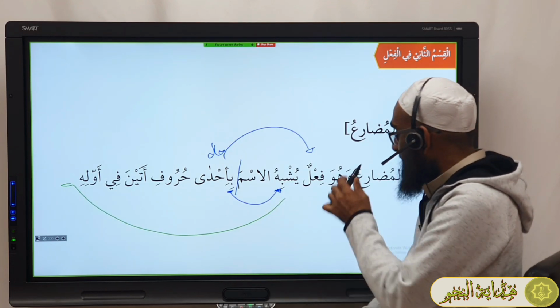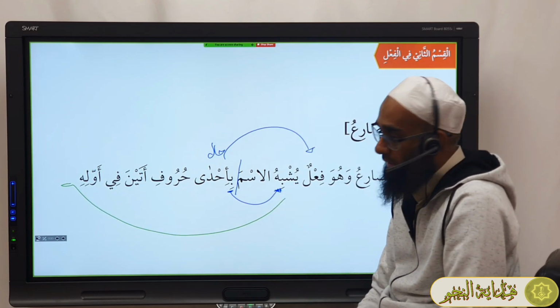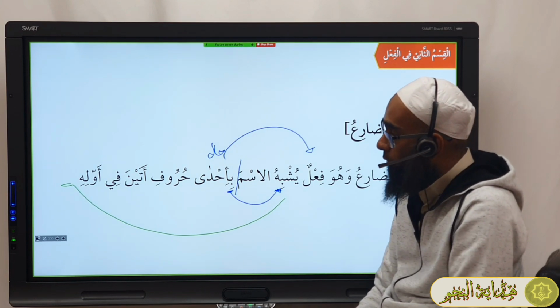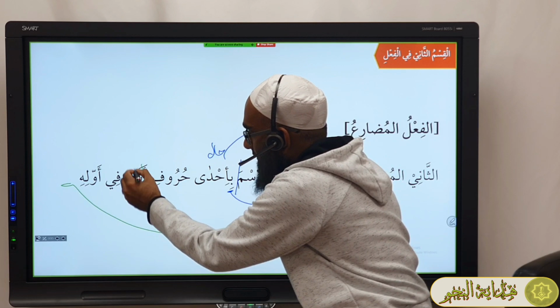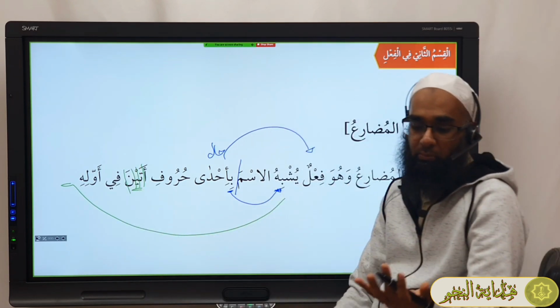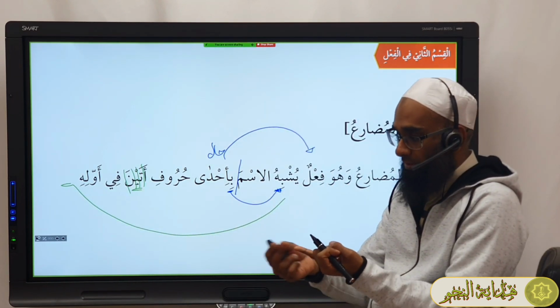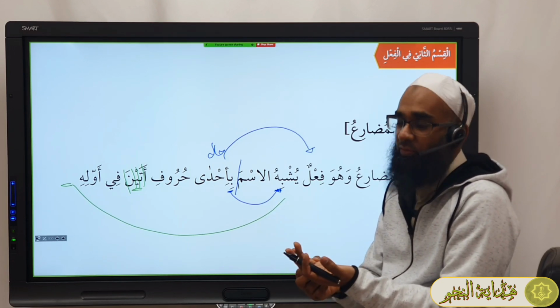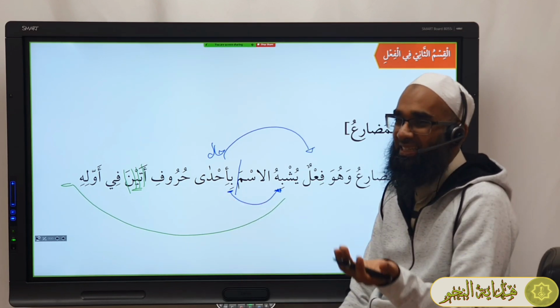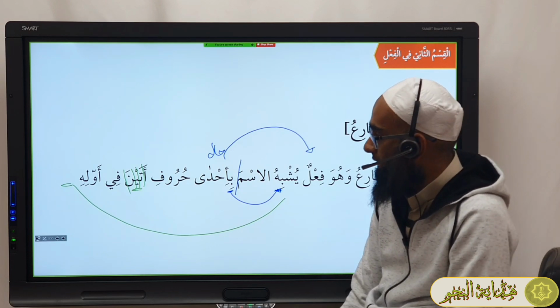So really, what is it? A فعل مضارع is a verb. What kind of verb? A verb with one of the huruf of أتينا. أتينا is basically alif, ta, ya, and nun. The علامات المضارع. يفعل, so ya. تفعل, the ta. أفعل, the hamza, and the nun, نفعل. So أتينا, نأتي, however you want to read it.